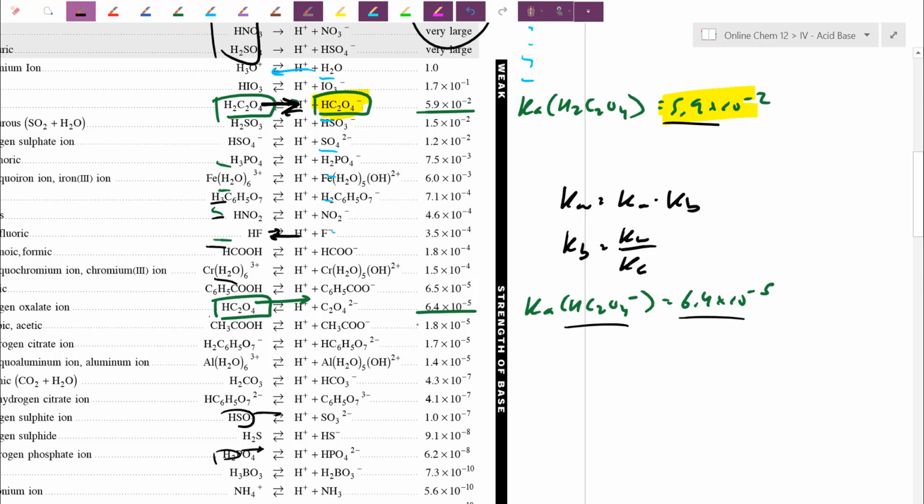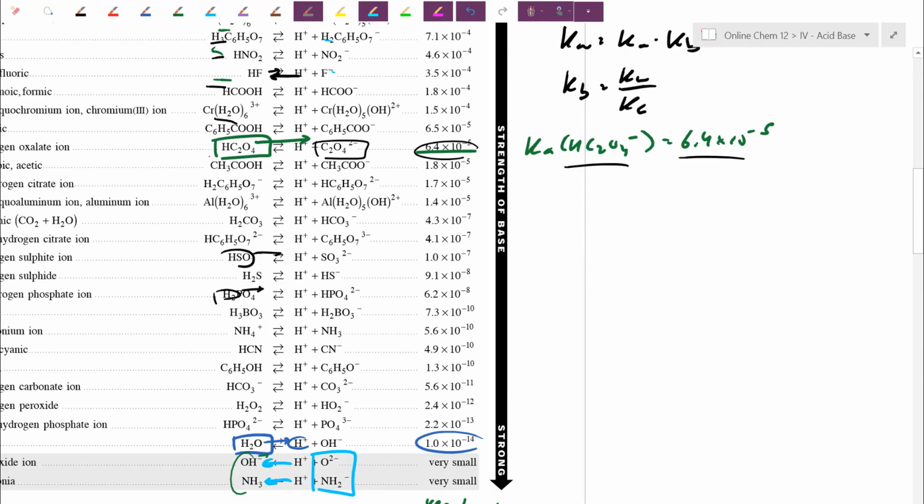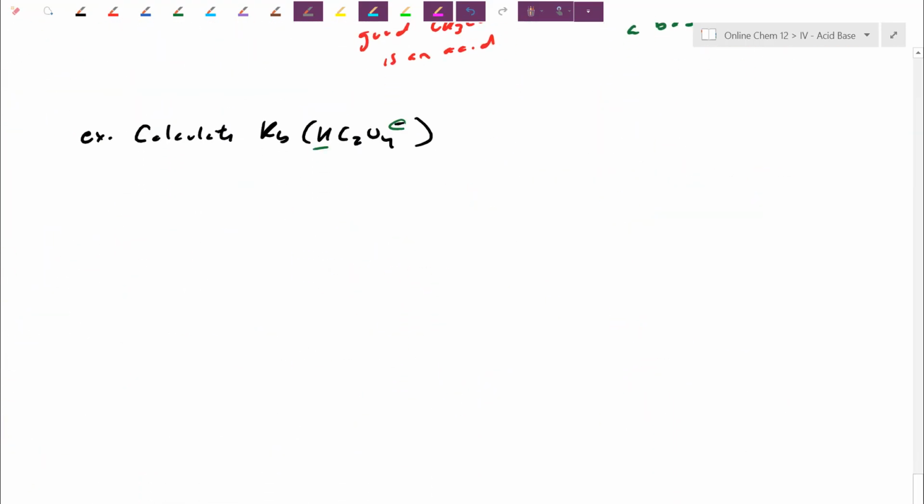If you did Kw divided by this number instead, you would have found the Kb of the oxalate ion coming in reverse. So long story short, if you're looking for a Kb value, look for your chemical on the base side, and then you go Kw divided by that Ka. The Ka is actually of your partner. So this one here is 5.9 times 10 to the negative 2. Let's just work through that.